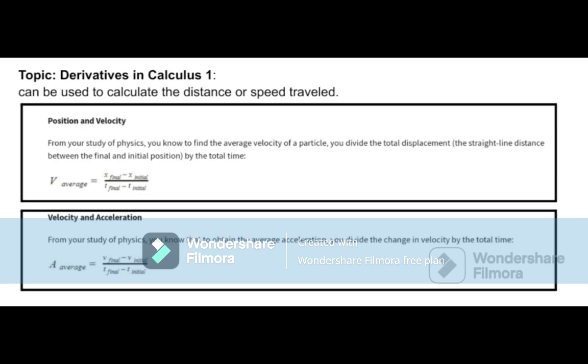Subsequently, about velocity and acceleration, from our study of physics, you know that to obtain the average acceleration, you divide the change in velocity by total time, with average a equal to final v minus initial v, divided by final t minus initial t.